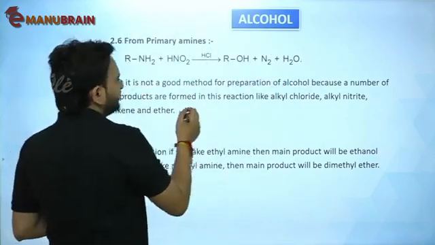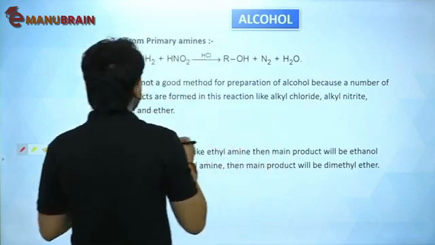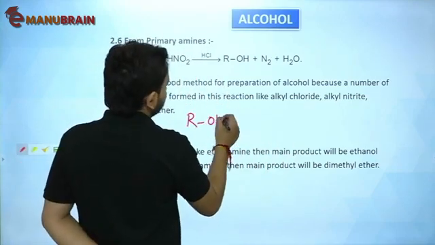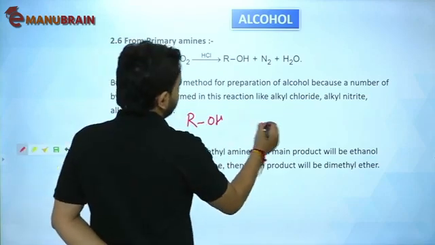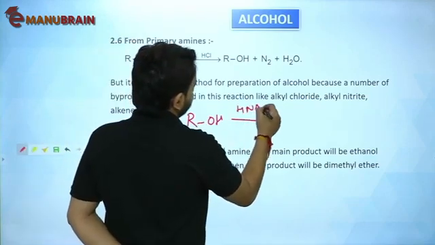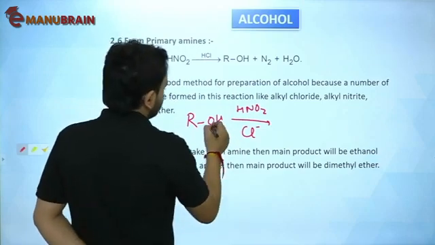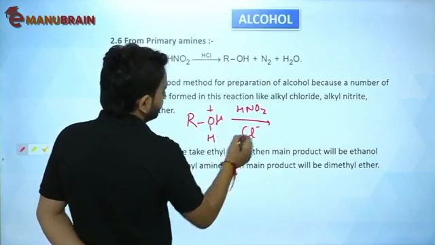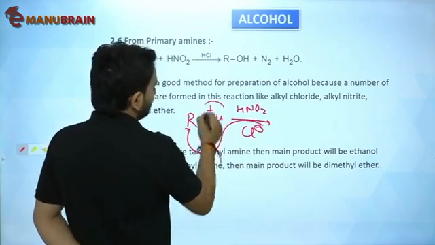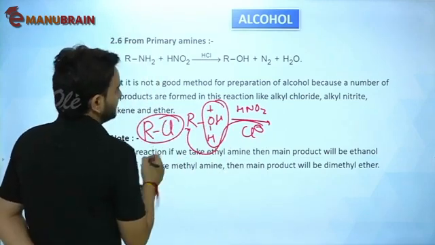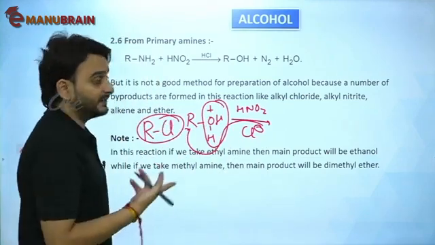But it is not a very good method for preparation of alcohol because a number of byproducts are formed. So for example, when ROH is formed and there is acid present, and Cl minus is also present in the system, this might hydrate it. The Cl minus will now be able to displace this H2O, and then some RCl, an alkyl chloride, might get formed.